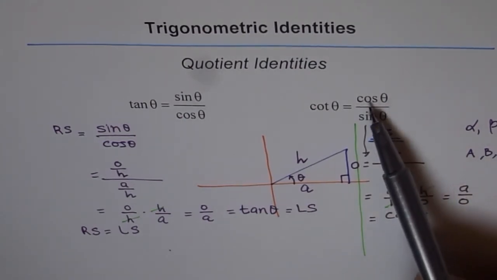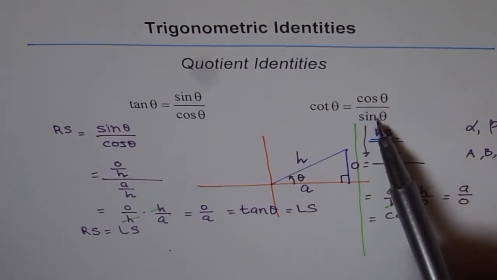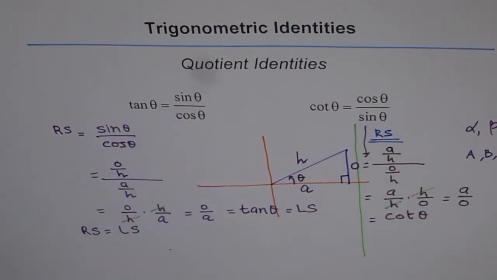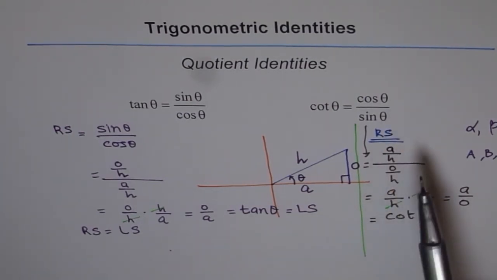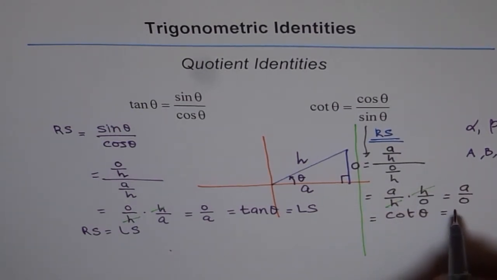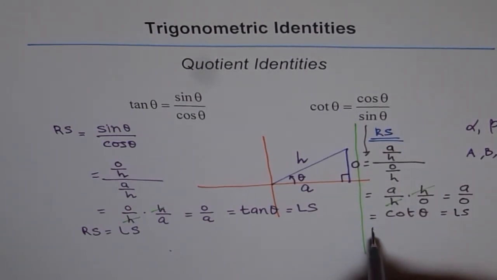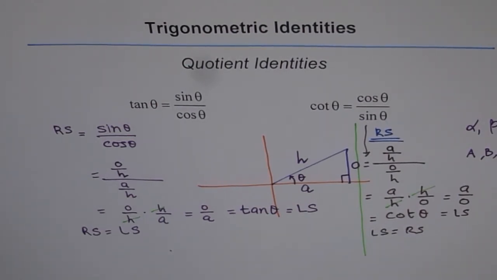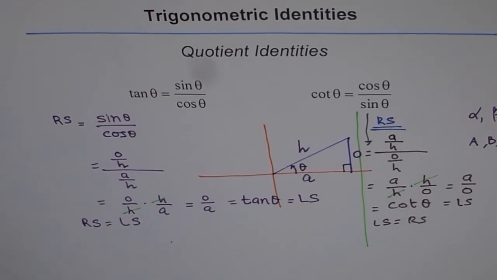So cos theta over sine theta is cotangent theta, and sine theta over cos theta is tangent theta. That is how you prove these identities. I hope you remember, and you have also learned that when you prove, you start from one side. In this case, we started from the right side and came to the left side, and since left side equals right side, the identity has been proven. That is how you do it. Thank you.